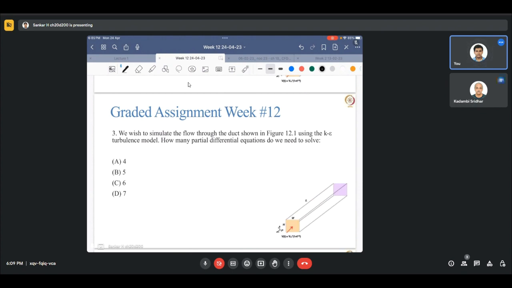Moving on to question number 4. Which of the following statements is true about the turbulent kinetic energy variation within the duct for the problem shown in figure 12.1? At a given location, not close to any boundaries, turbulent kinetic energy will be increasing with time. Second one, at a given axial location and at a given instance of time greater than 0, turbulent kinetic energy will be closer to the center than close to the wall. Which is the marked statement? Both one and two, but apparently only one is correct.